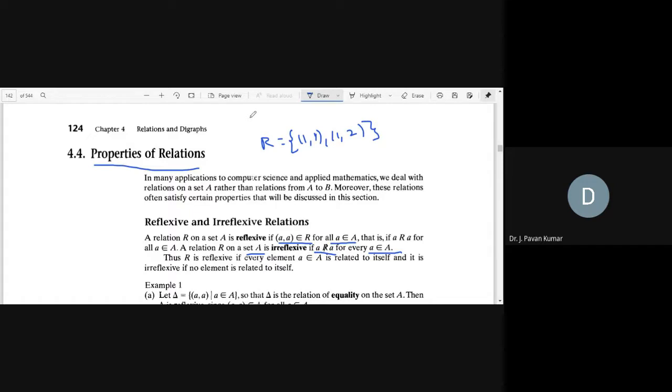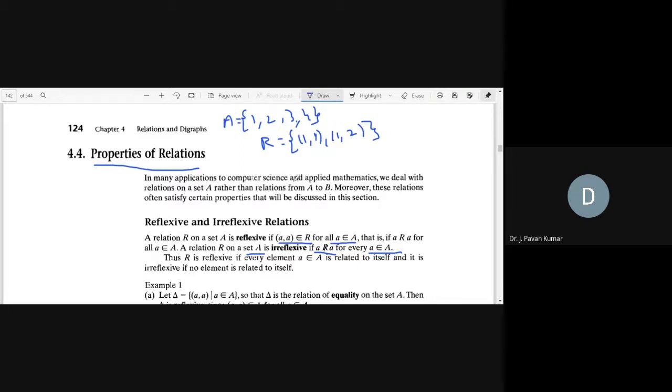On the set A = {1, 2, 3, 4}, is this reflexive? Definitely not. Why? Because (2,2), (3,3), (4,4) we don't have.